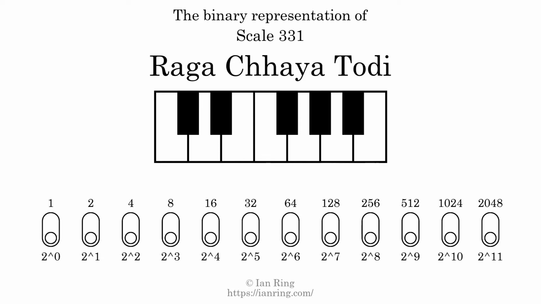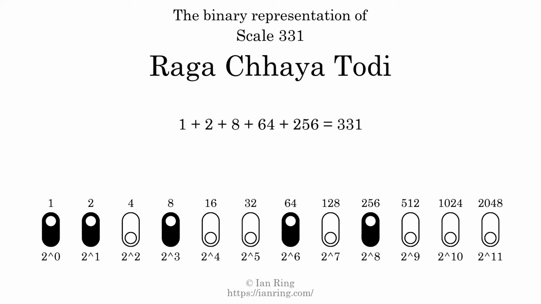The binary representation of this scale is determined by mapping tones of the scale to binary digits. Each binary digit represents a power of 2. To get the scale number, we add the powers of 2 together. The powers of 2 that are present in the scale, all added together, equals 331. That is why the scale number, in decimal, is 331.